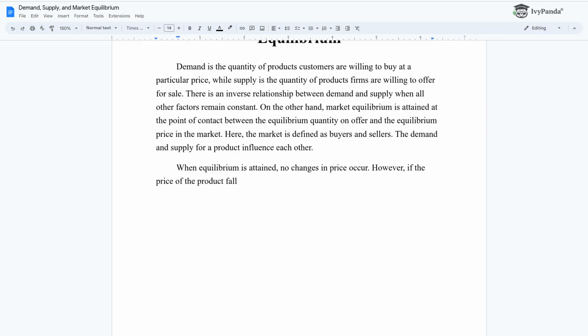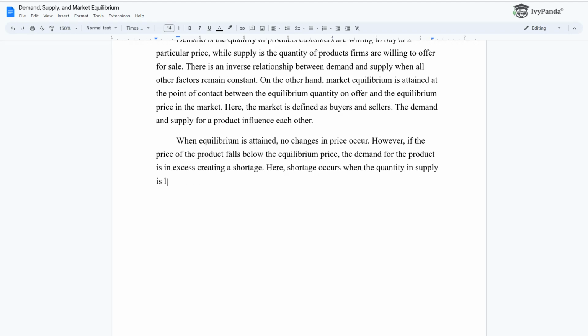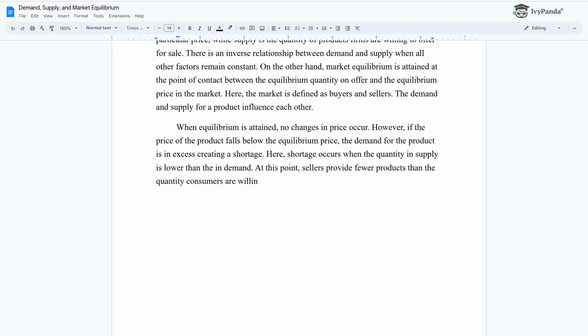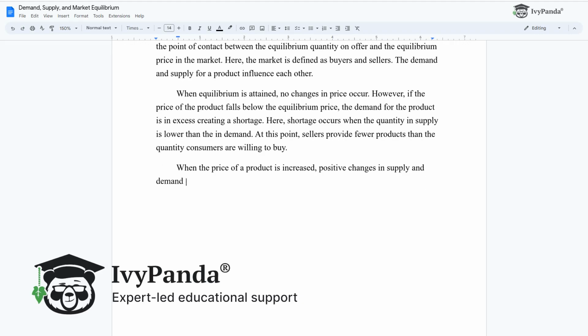However, if the price of the product falls below the equilibrium price, the demand for the product is in excess, creating a shortage. Here, shortage occurs when the quantity in supply is lower than the quantity in demand. At this point, sellers provide fewer products than the quantity consumers are willing to buy. When the price of a product is increased, positive changes in supply and demand occur.